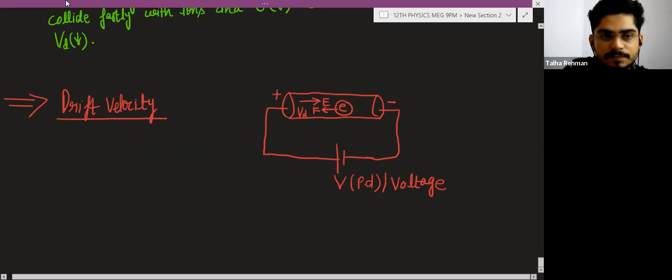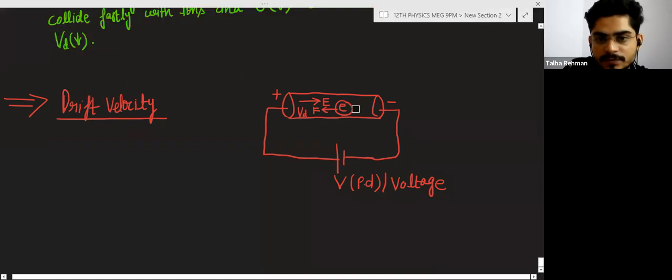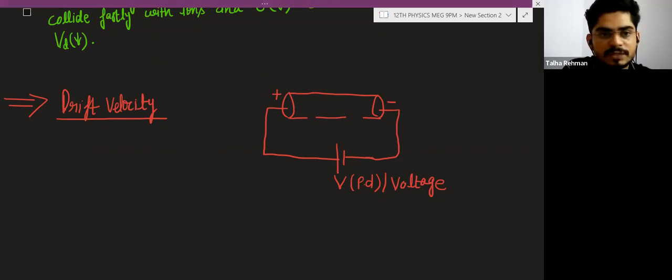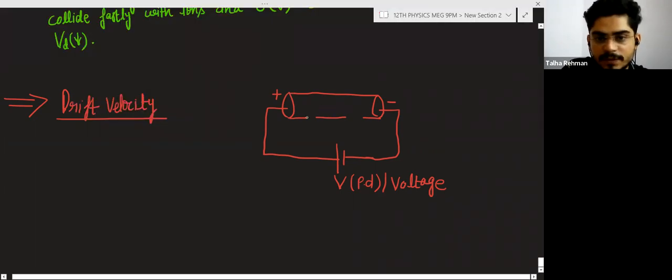Means you can say the electron here, drift velocity. I explained each and everything in the last class, but just for revision, I am telling again. This is a conductor. This is the electron, and it moves in this direction with the drift velocity.